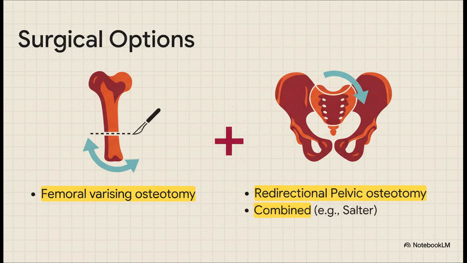So how do we actually get that containment? Well, the modern standard is usually surgical. The main tools in our toolbox are osteotomies, which just means we surgically cut and reposition the bone. We can do a femoral varising osteotomy, where we change the angle of the femur itself to point the head better into the socket, or we can do a pelvic osteotomy, like the famous Salter procedure, to basically create a better roof over the femoral head. And sometimes, in more complex cases, we might need to do a combination of both.